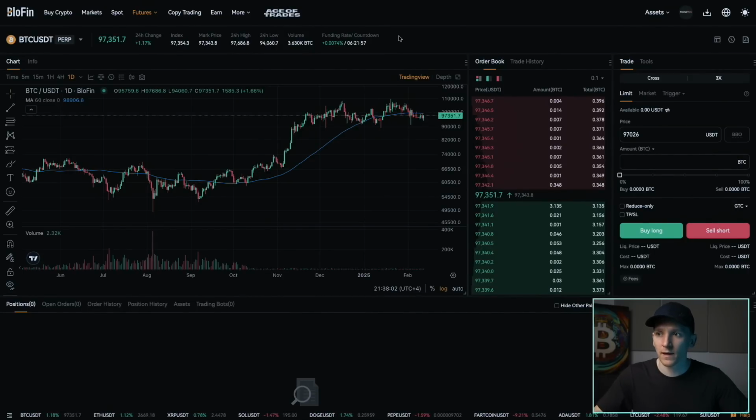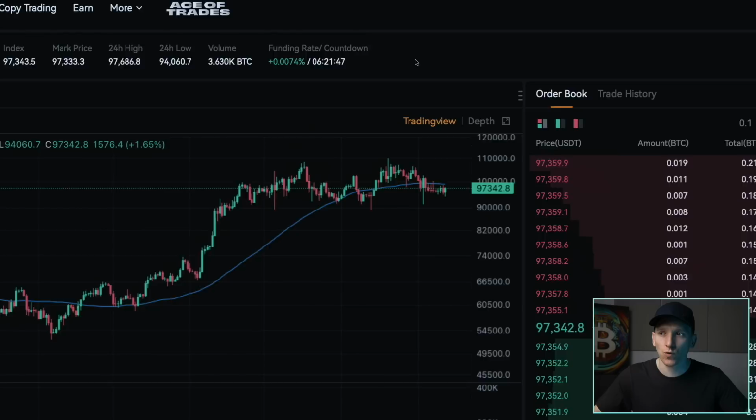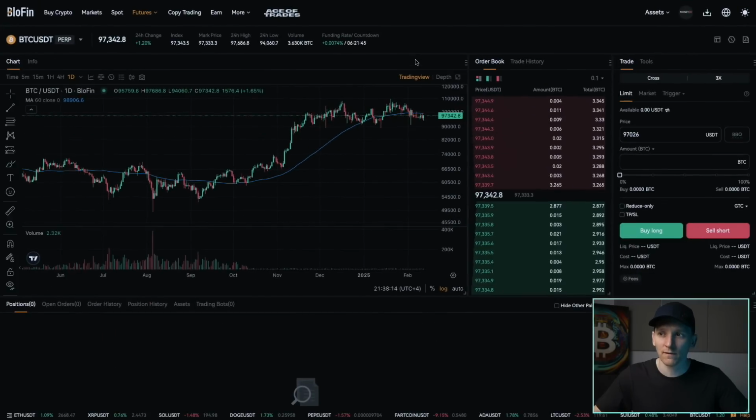And you can see it right here. It's exchanged every few hours or so, maybe every 8 hours on Blofin. You can see that here. And for right now, it's positive, meaning anyone that's long will be paying that fee to the other side of the order book, to sellers, when the countdown expires.